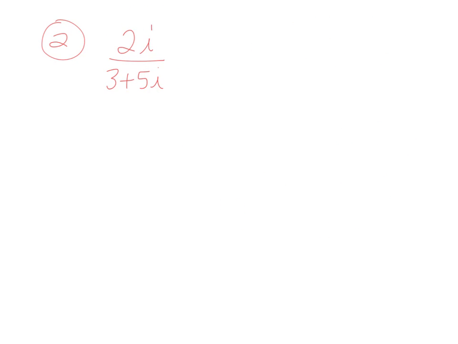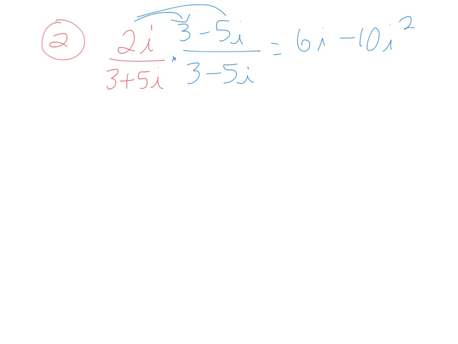On the second one, 2i over 3 plus 5i. Again, we multiply by the opposite of the bottom. So the opposite of 3 plus 5i is 3 minus 5i. But if you do it to the bottom, you also have to do it to the top. So I'm going to distribute 3 minus 5i. Okay, so I'm going to take the 2i times 3, which is 6i. 2i times negative 5i is negative 10i squared.